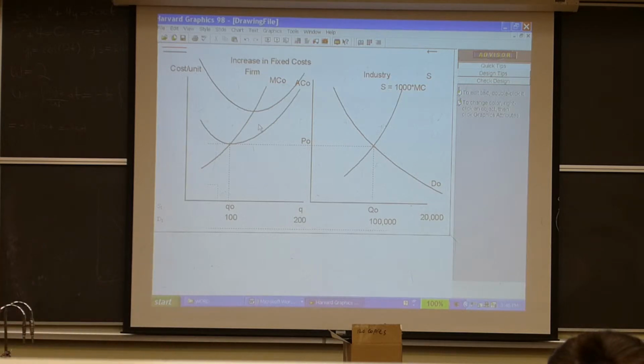Your next step. What is the change in supply and demand? Well, it turns out demand, of course, doesn't change because this has got nothing to do with demand. So your question is, where do I move supply?